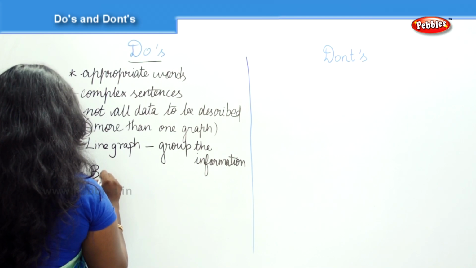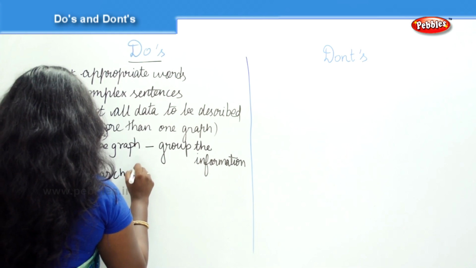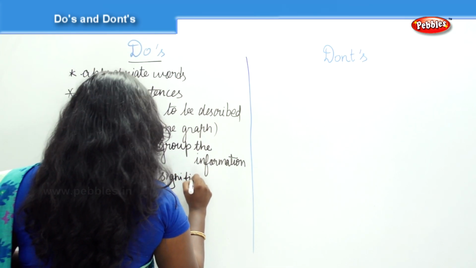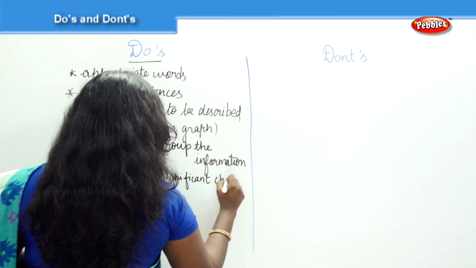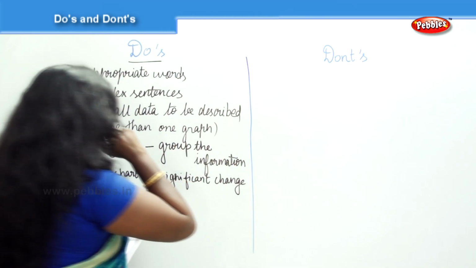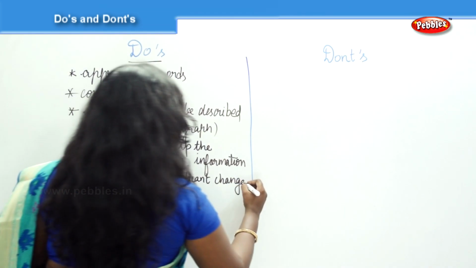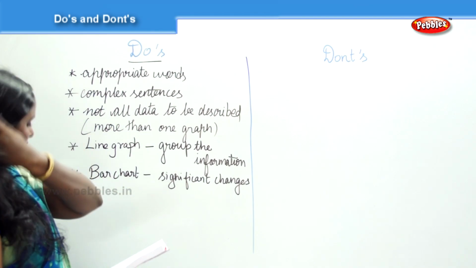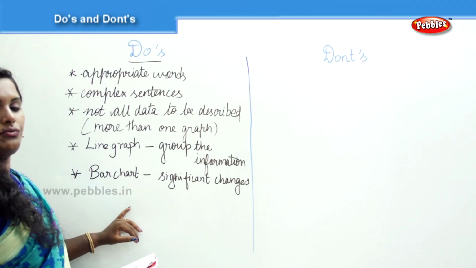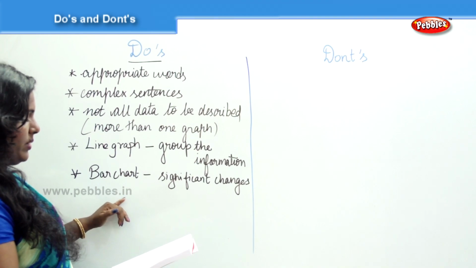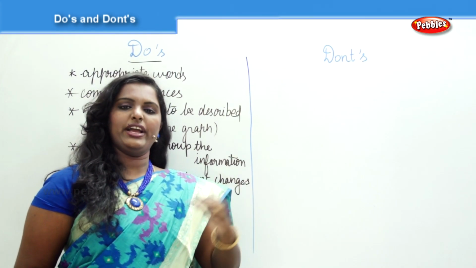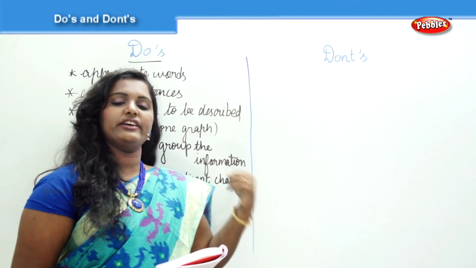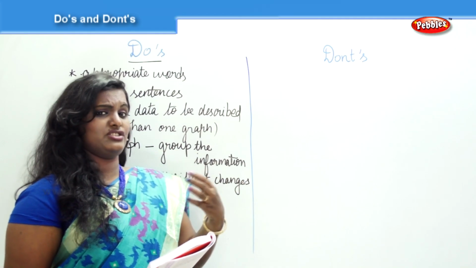Coming to a bar chart, cover all the significant changes. All the significant changes are to be covered. For example, the maximum difference in sales in a particular company for the year 2000 and for the year 2012, it is going to show a variation of 2%. If that is shown in the bar diagram, it has to be definitely written in your answer because it's a significant change on the sales.